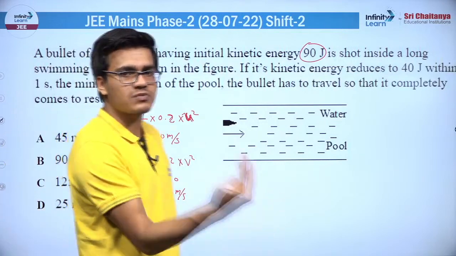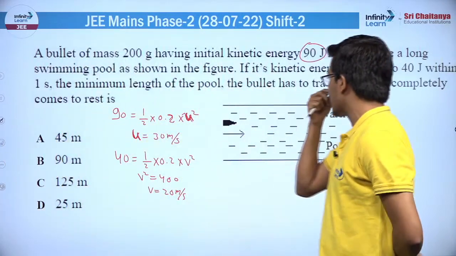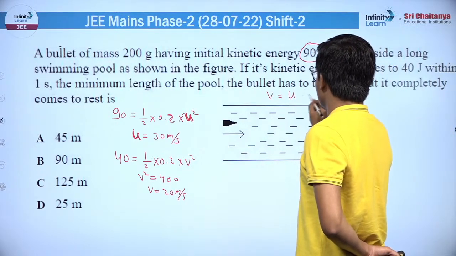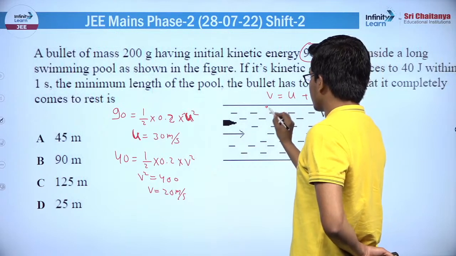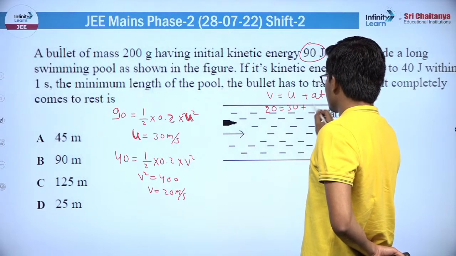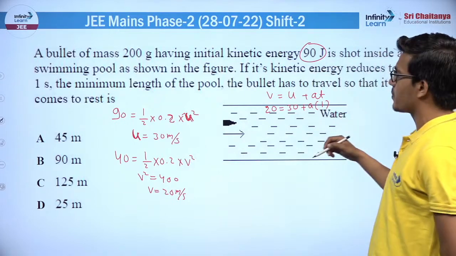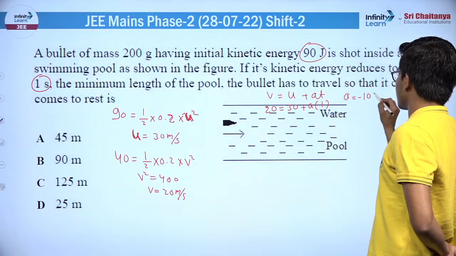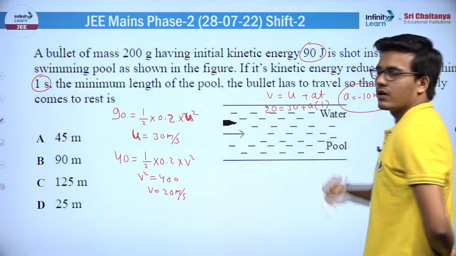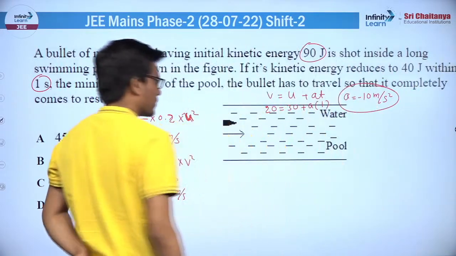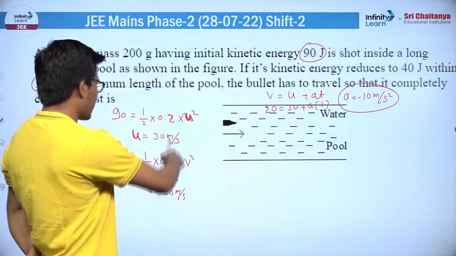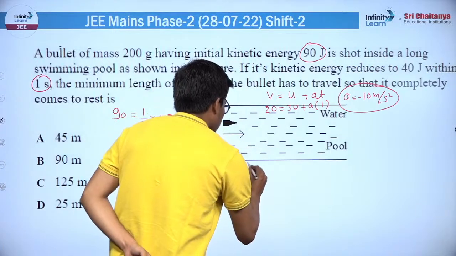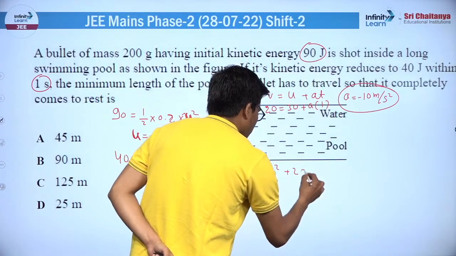Speed is decreasing because there is a water resistance, and that resistance we have to take as constant because nothing is given in the question. So I can write v is equal to u plus at. Final speed is 20, initial is 30, and the whole process is happening in 1 second. So acceleration I can write as minus 10 meter per second square, right? Acceleration is minus 10 meter per second square, and I need to find at what distance this change in speed happened. So I would apply the third equation of motion because I need to find the displacement.